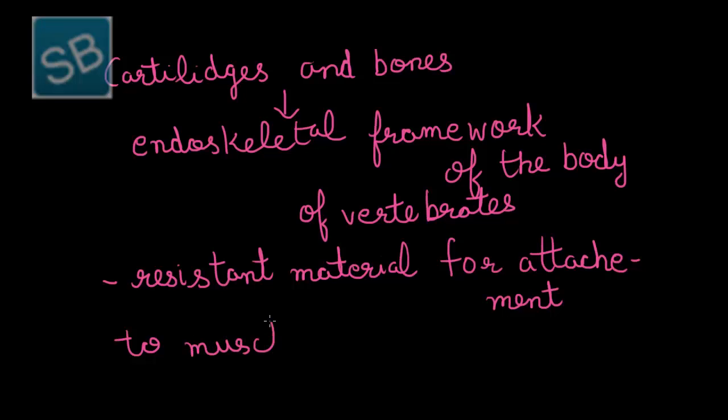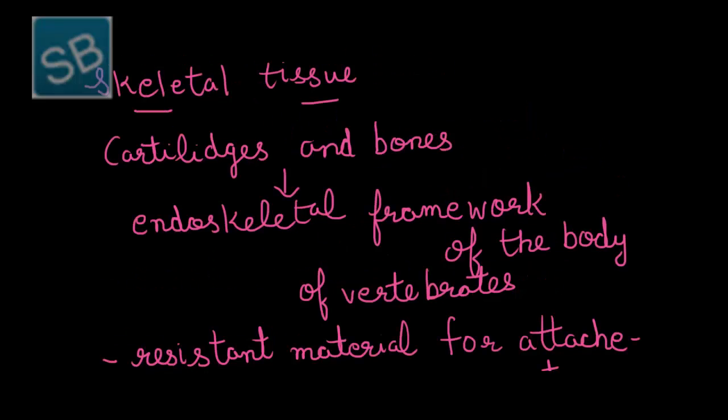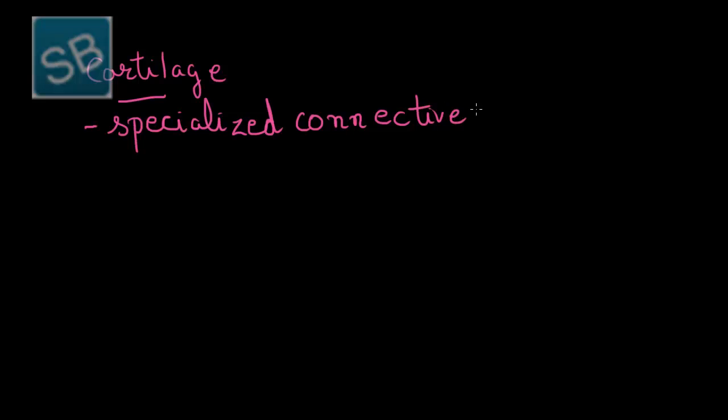There are basically two types of skeletal tissue, cartilages and bones. Skeletal tissue and fluid tissue, that is blood, are both considered specialized connective tissue. So let us begin with the first type of skeletal tissue, that is cartilage. Cartilage, as said earlier, is a specialized connective tissue since it possesses a matrix which is solidified in nature, which is different from the others.